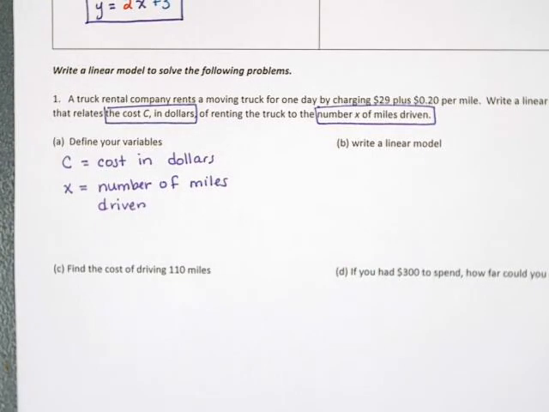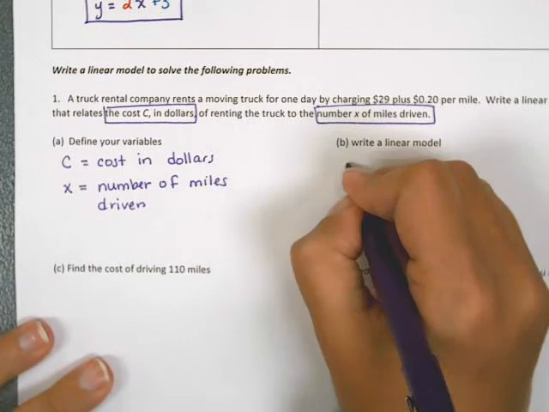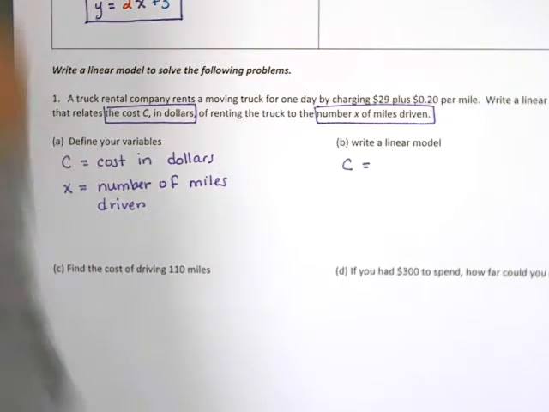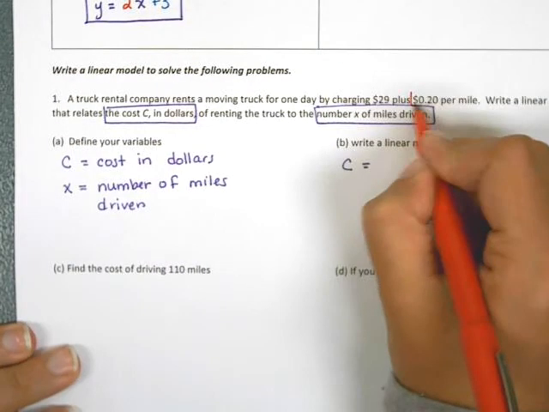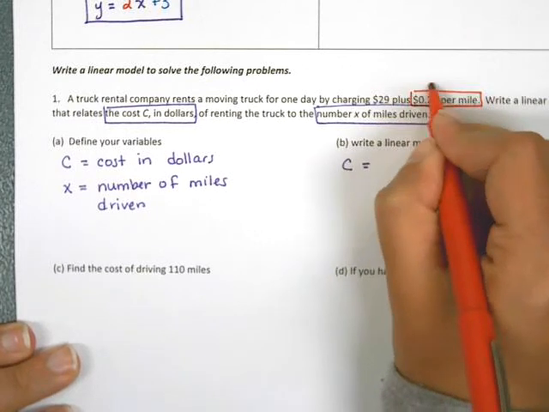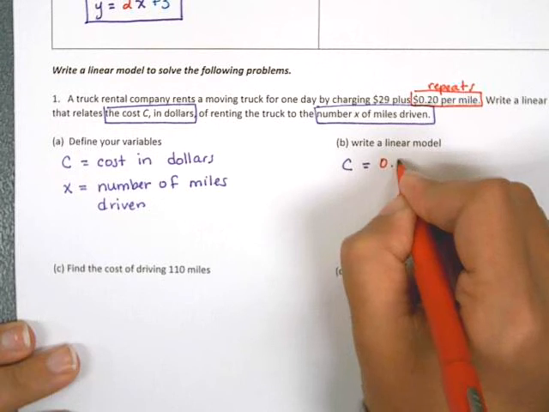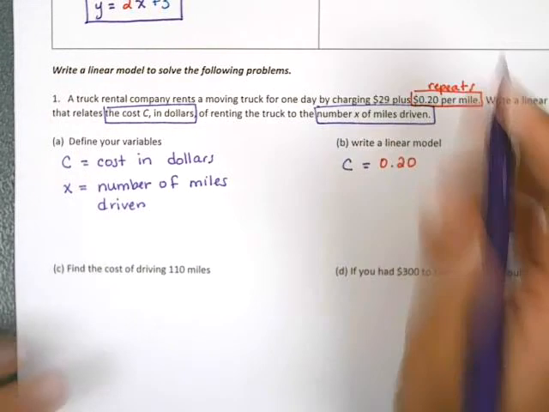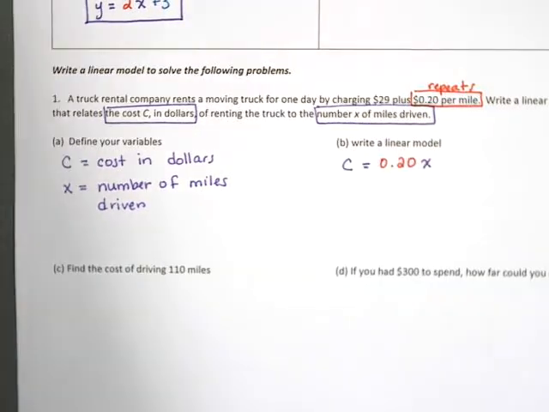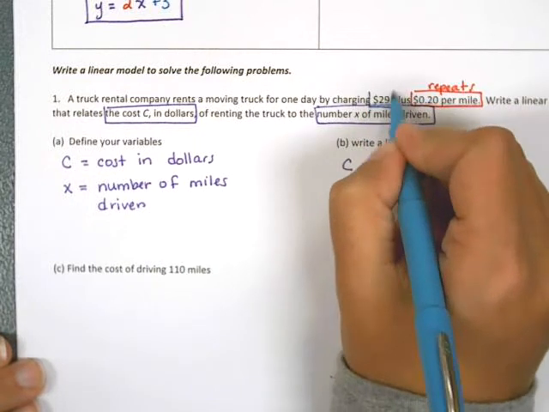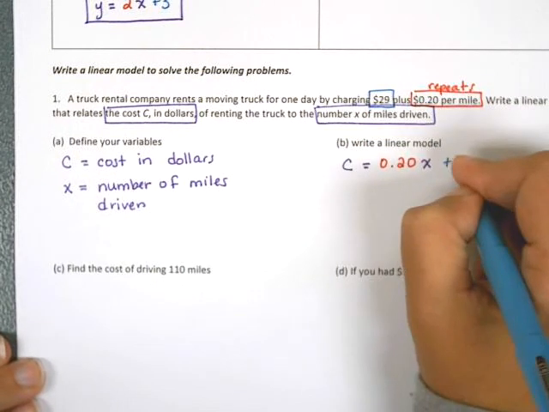Now when I write the equation, I'm going to use those variables, plus I'm going to look for a number that repeats and a number that's a one-time thing, an initial amount. So C equals, now the number that repeats here is the 0.20, because that's going to repeat every mile. So 0.20, and x is the number of miles, plus the $29 is going to be a one-time fee.